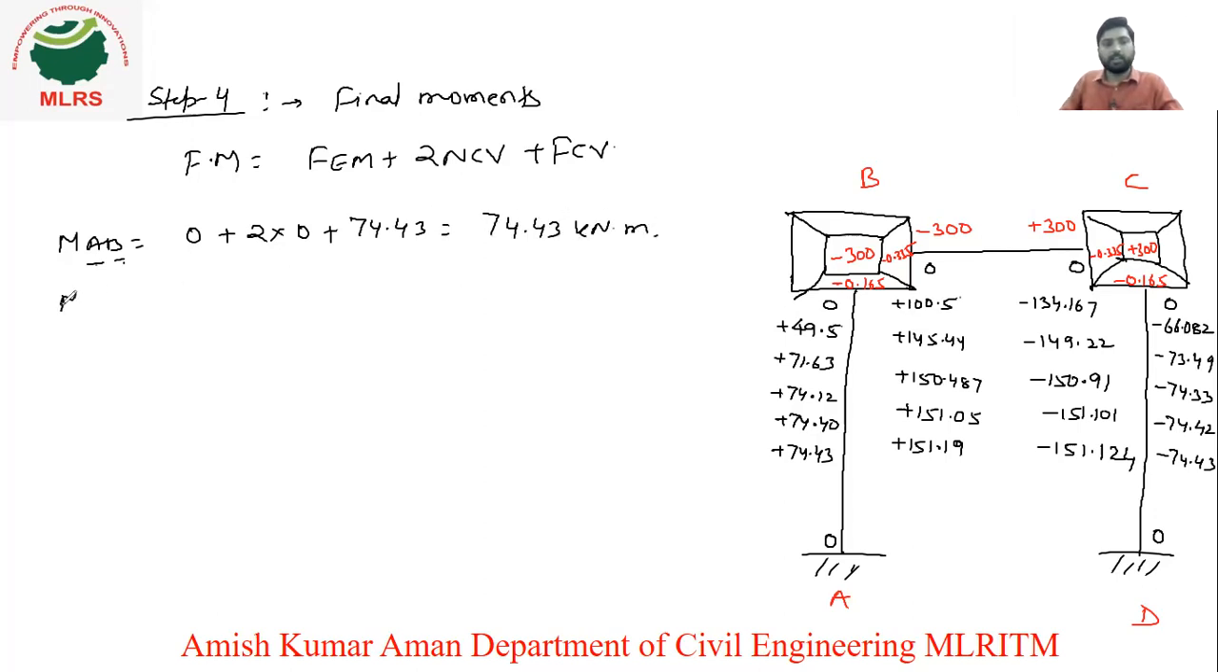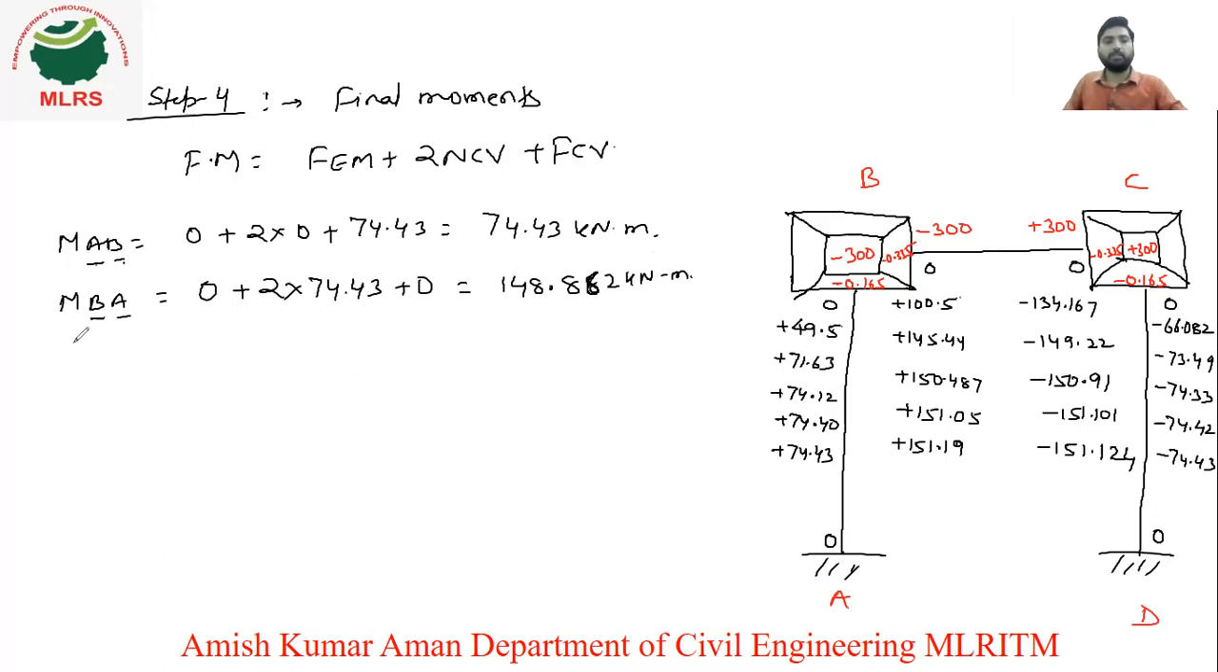Now coming to MBA. For this also the fixed moment is 0, plus 2 into BA. B is near, A is far. So B is 74.43 and A is 0. It will be 148.862 kilonewton meter. Okay, now MAB we have calculated, MBA we have calculated.